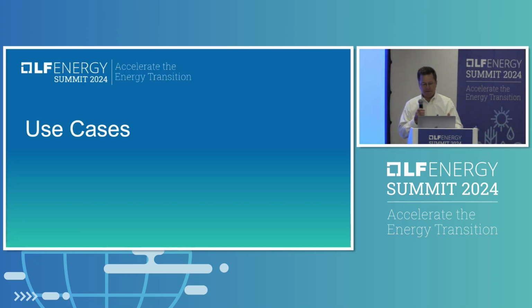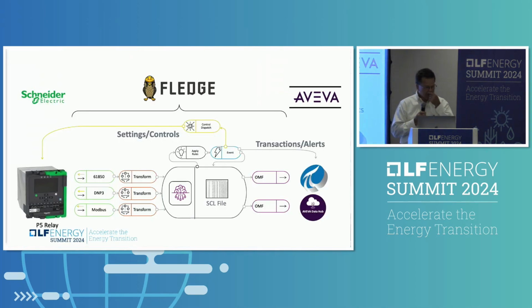So now I'm going to go into some use cases. This was a demo we did at Distributech. What you're looking at here was a Schneider P5 relay. It's not used by large energy companies. It's used by large industrials on their plant floor. So it was a P5 relay. It supported 61850, DNP3, and Modbus.